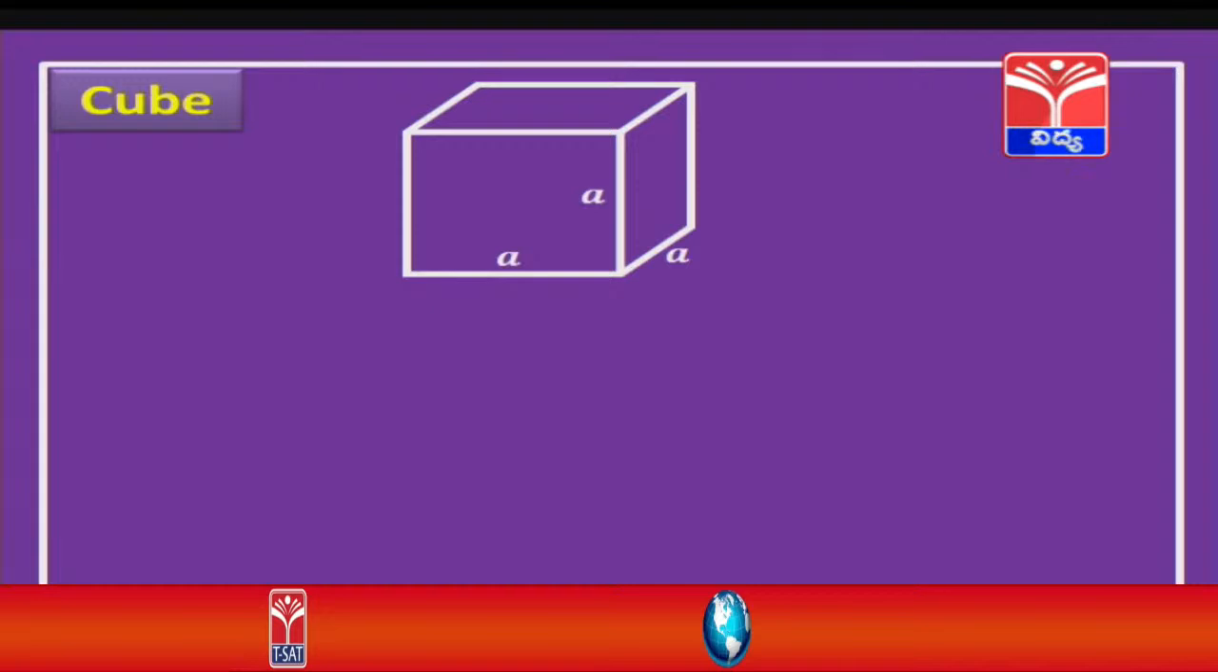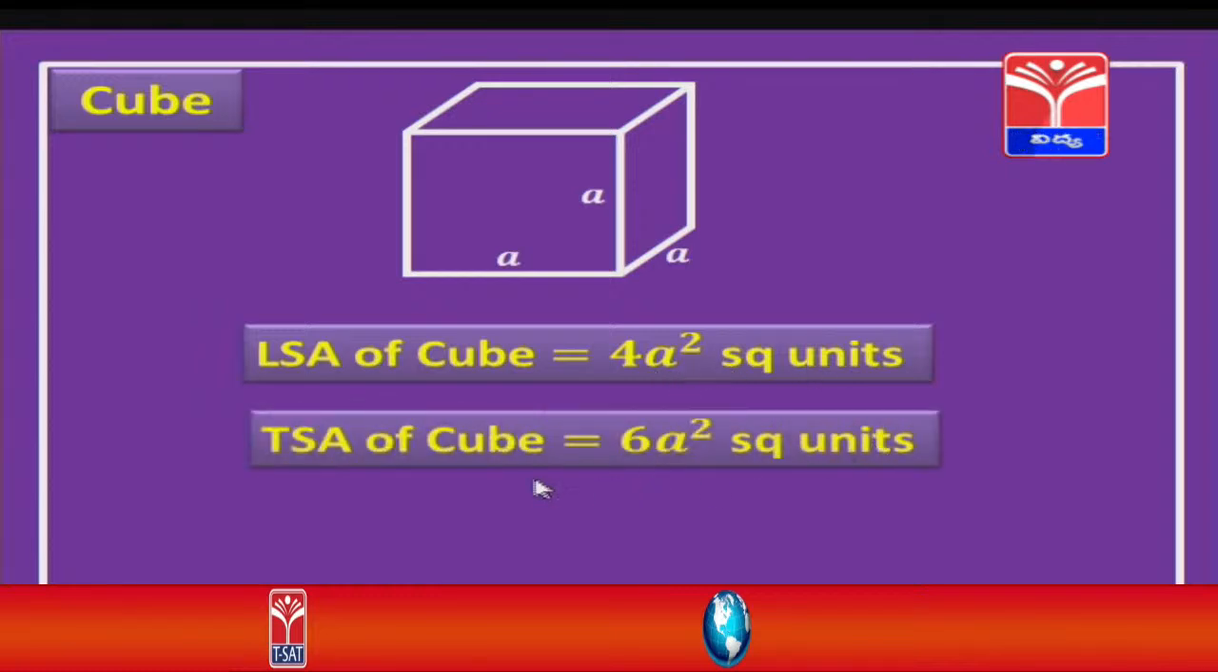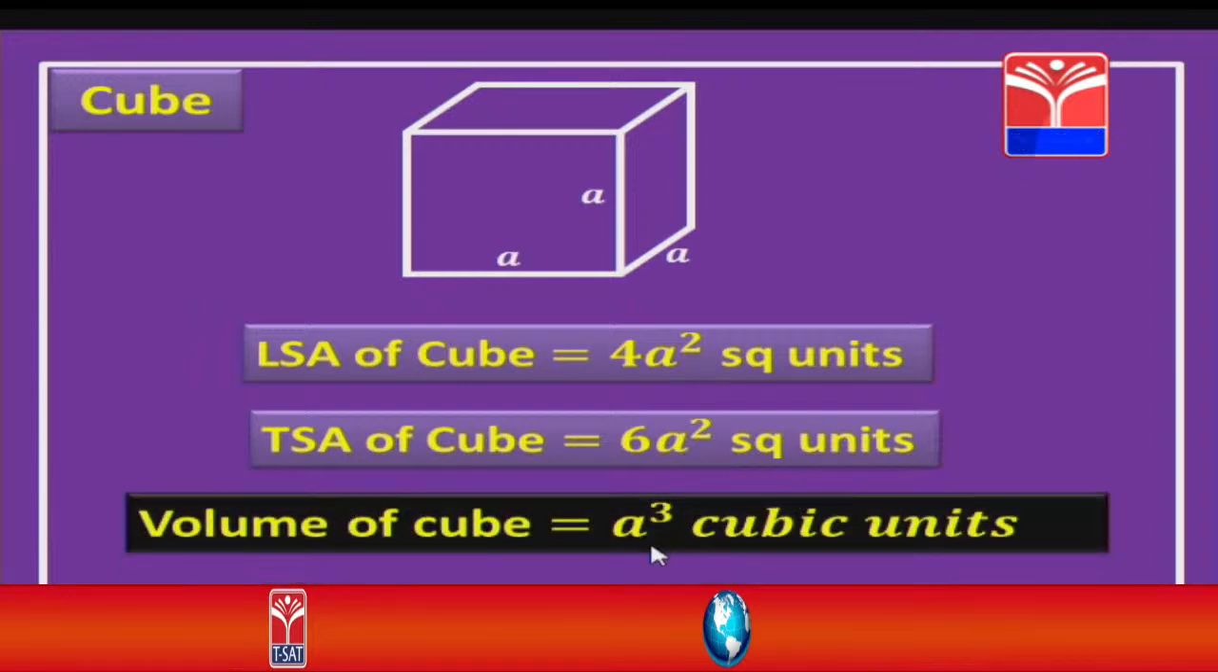Let us see about a cube now. Here, children, if you notice, a cube is nothing but a cuboid in which all the edges are of equal length. So, instead of L, B and H, we have A as its sides or edges. In such cases, the lateral surface area of a cube is given by 4A square units, whereas the TSA of a cube is given by 6A square units, and the volume of a cube is given by A cube cubic units. So, children, now we understood the total surface area, lateral surface area and volume of a cuboid and cube.